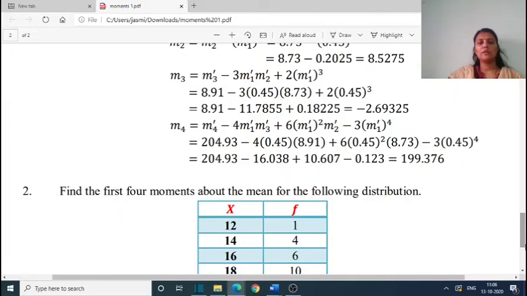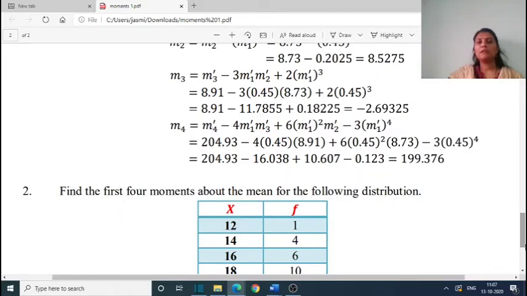So we have m3 dash 8.91, minus 3 into 0.45 into 8.73 plus 2 into 0.45 cube, and m4 is equal to m4 dash minus 4 m1 dash m3 dash plus 6 m1 dash square m2 dash minus 3 m1 dash raised to 4.